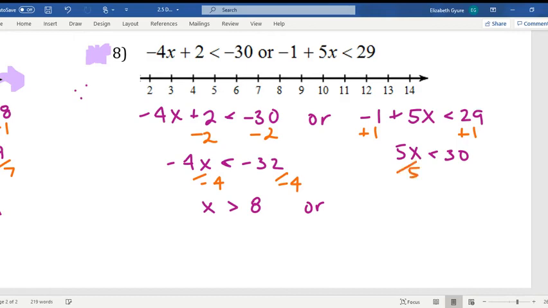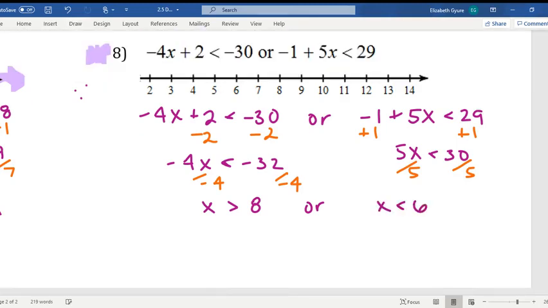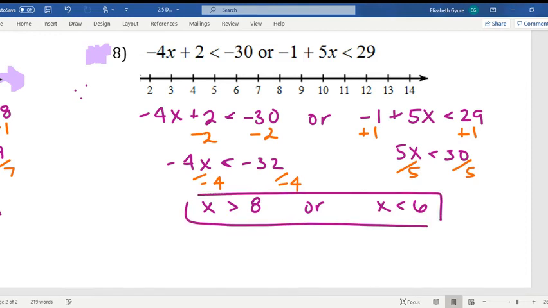Yep, we're going to divide by 5. Good. And that's going to be x is less than 6. That one we did not have to flip around.